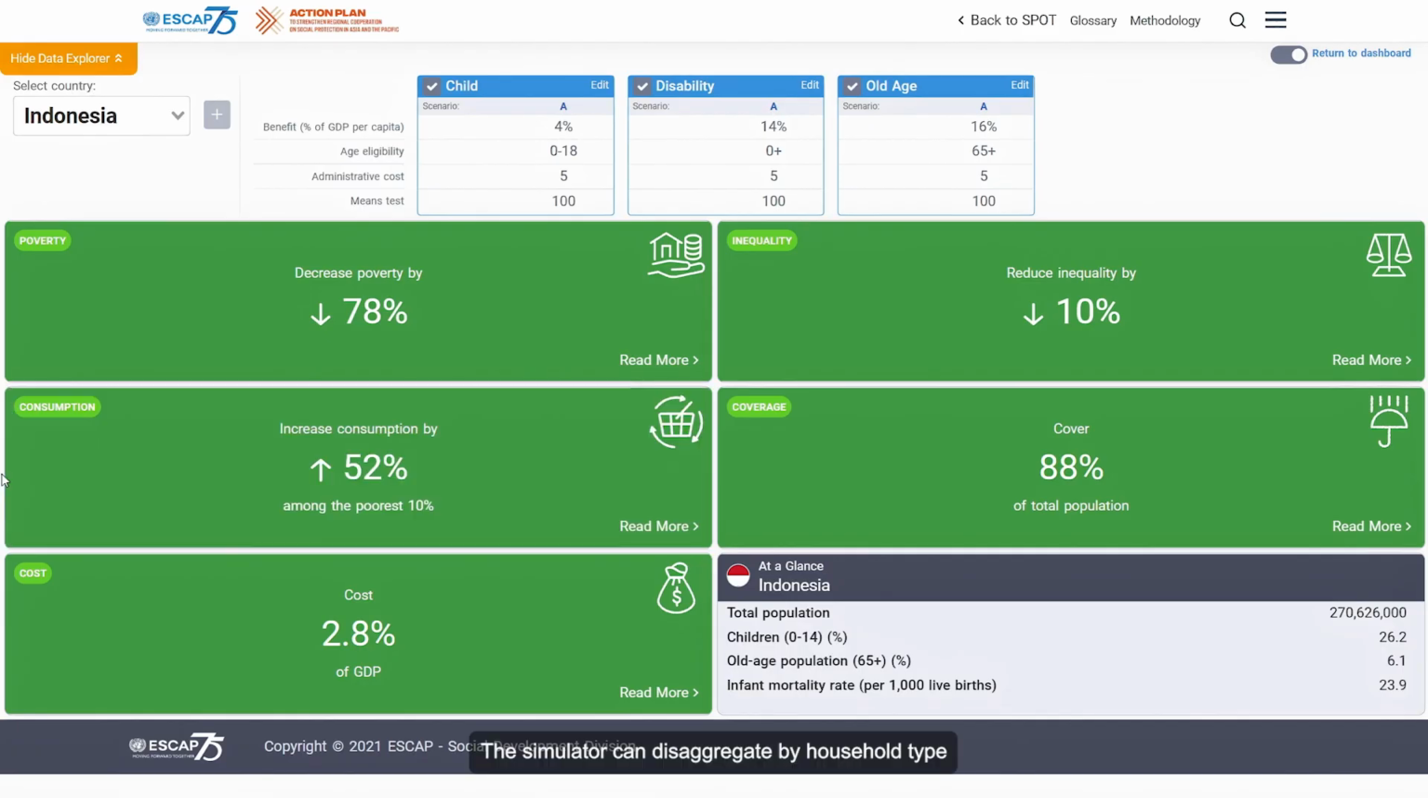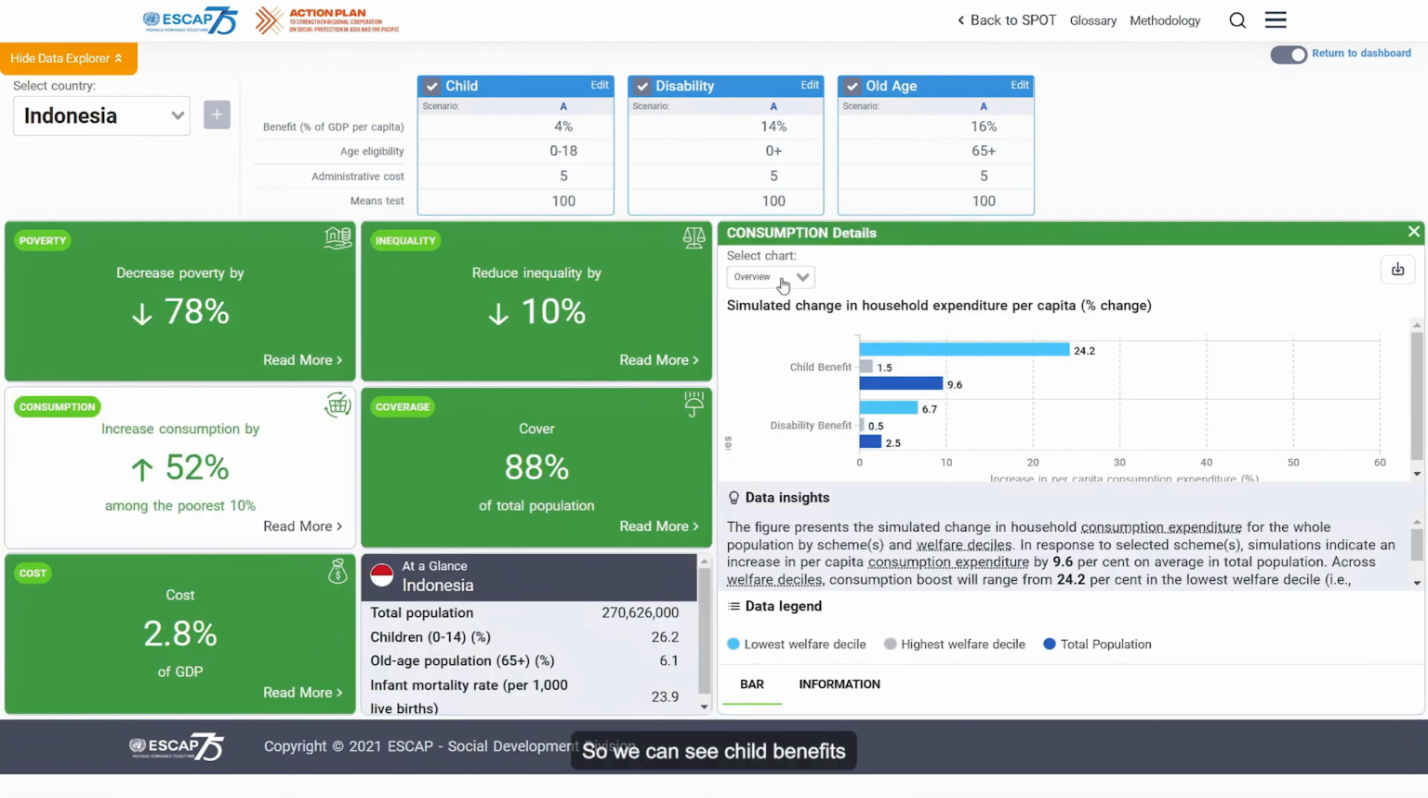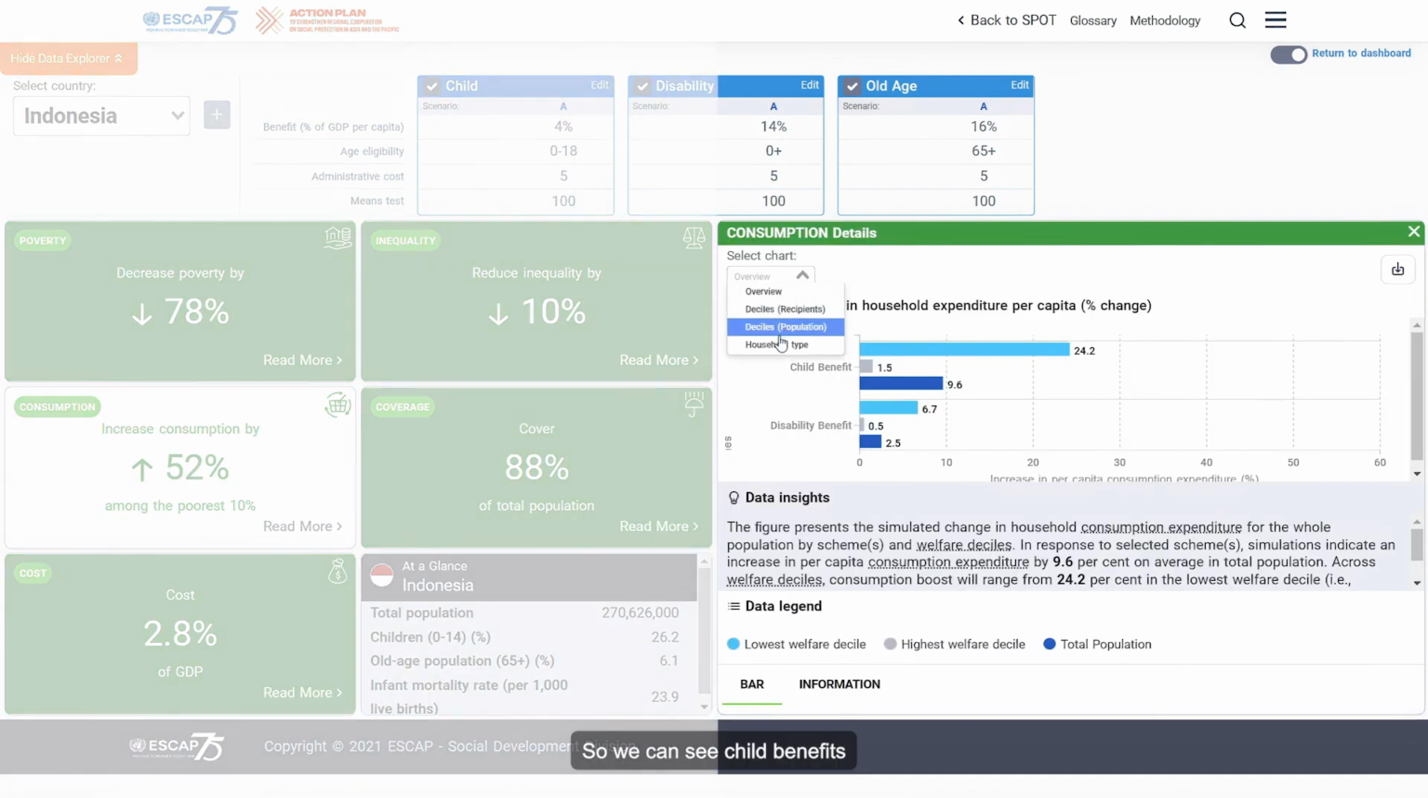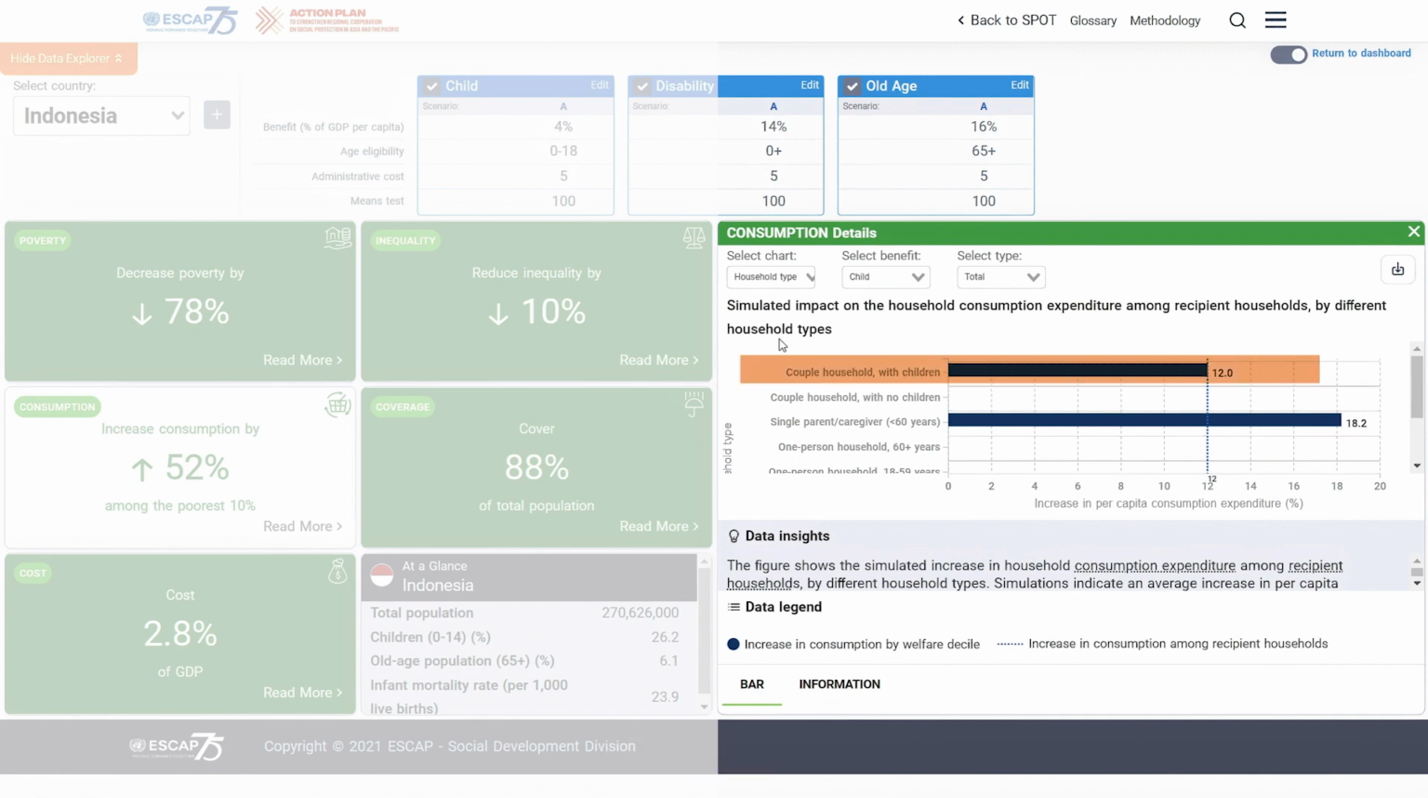The simulator can disaggregate by household type and place of residence. So, we can see child benefits will benefit households with young single parents or caregivers below the age of 60 the most, by increasing their consumption by almost 1/5.